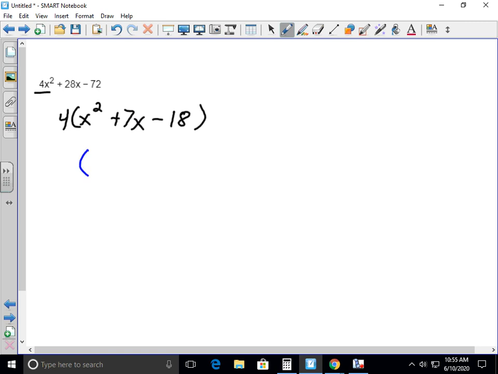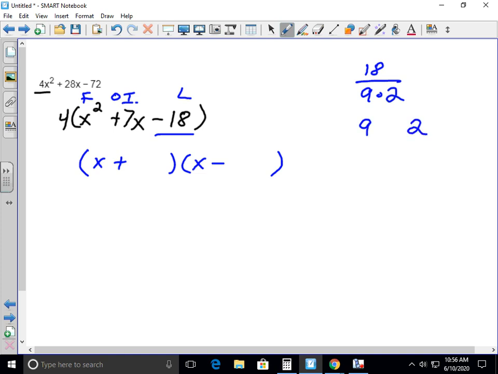So now in parentheses, x squared is x times x, and then since the last is negative, we need a positive times negative. Since we have different signs, when we combine those factors, different signs subtract to make 7. So what numbers multiply to make 18 and have a difference of 7? Well, that would be 9 and 2. 9 times 2 is 18. 9 minus 2 is 7.